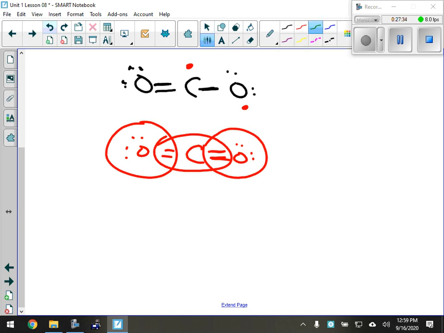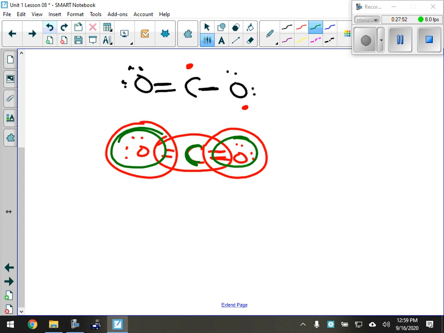We don't know this yet because we're getting to that when we get to the shapes, but this is kind of your central atom here, and there's only one thing here and one thing here, okay? So basically it's here, here, here, and it's lined up. So the shape of this one is actually called linear.